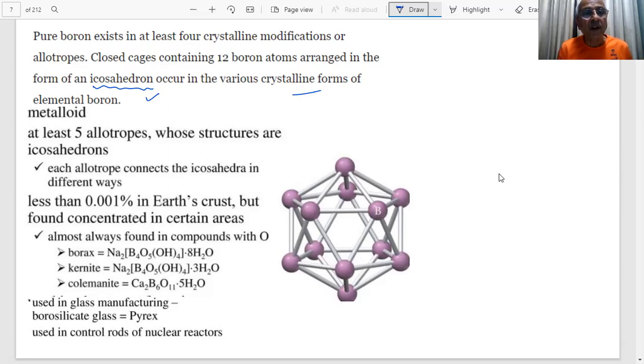What is the melting point of boron? We have given you a table to show it. It is a very high melting point. How much have we shown? 2453 Kelvin. The melting point and boiling point of boron are very high. Important.